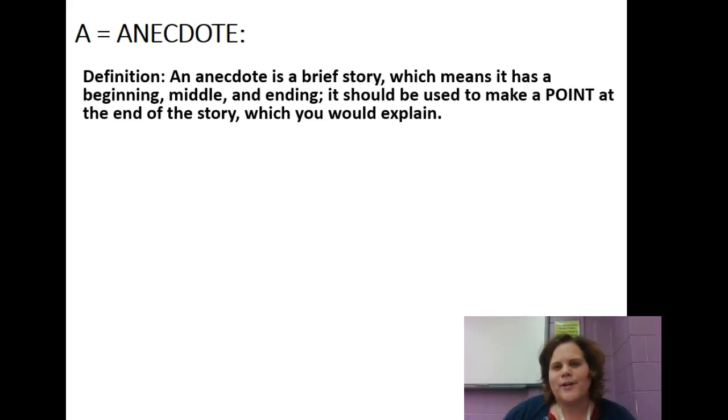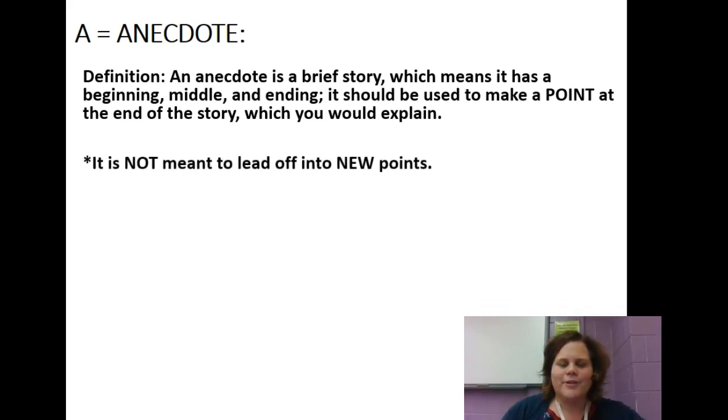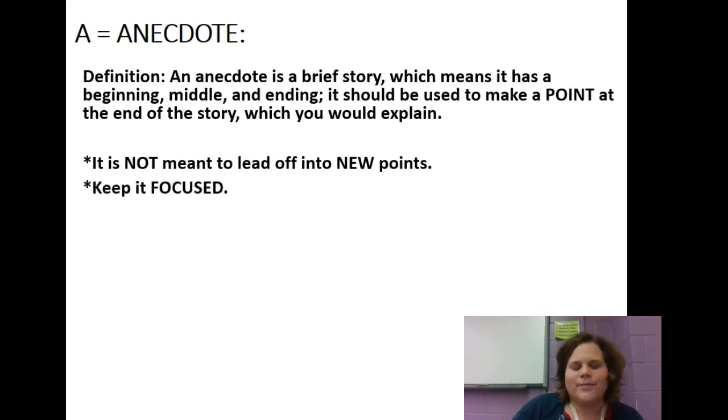So if you're just saying something's fun, and then you tell a story about a time that was fun, you should probably clarify that, as you can see, it was fun. You want to wrap it up and make your point. This is not meant to trail off into new points, so don't tell the story and then get bogged down in the details and then trail off. You want to always be organized, always have a plan, and it's meant to be focused. So you're using a personal story to enhance what you just said.